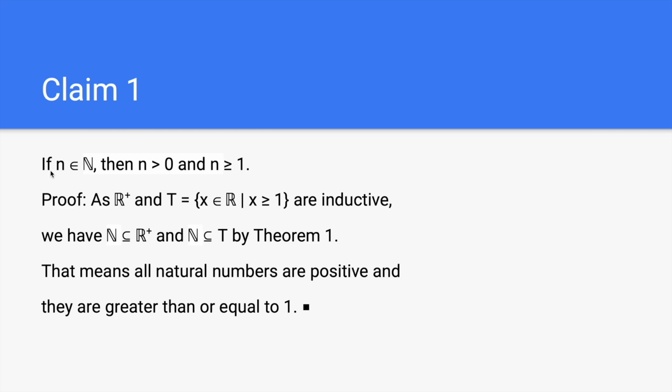Claim 1. If n is a natural number, then n is greater than 0 and n is greater than or equal to 1. Proof: as R plus and T, which is equal to the set containing all real numbers x such that x is greater than or equal to 1, are inductive, we have N is a subset of R plus and N is a subset of T by Theorem 1. That means all natural numbers are positive and they are greater than or equal to 1.